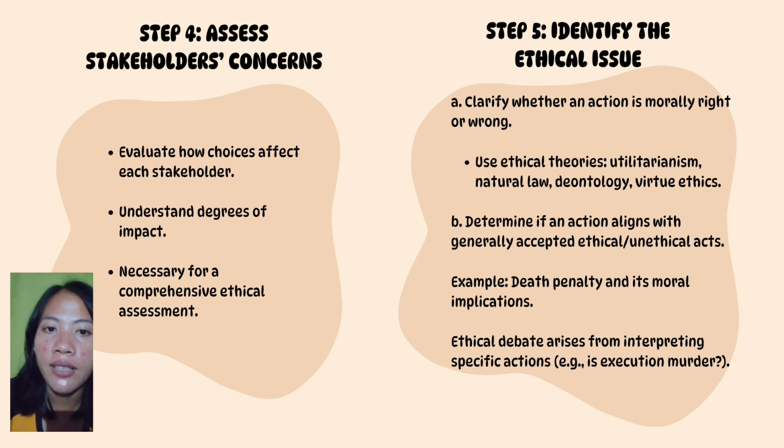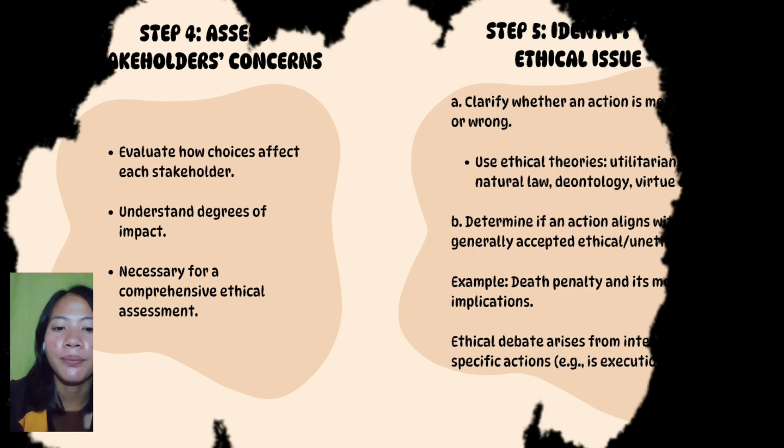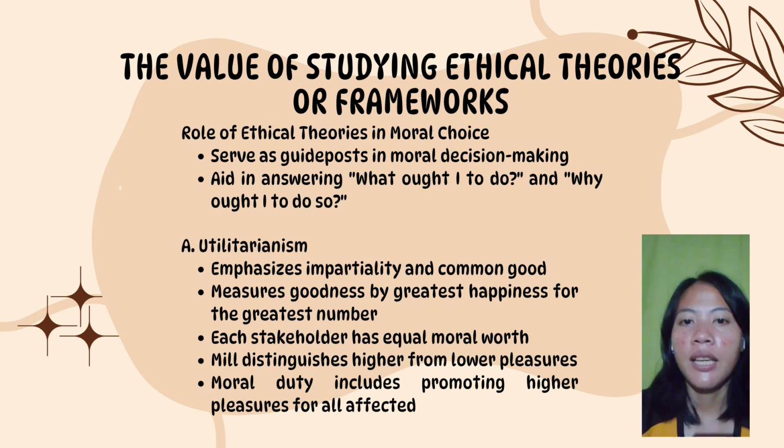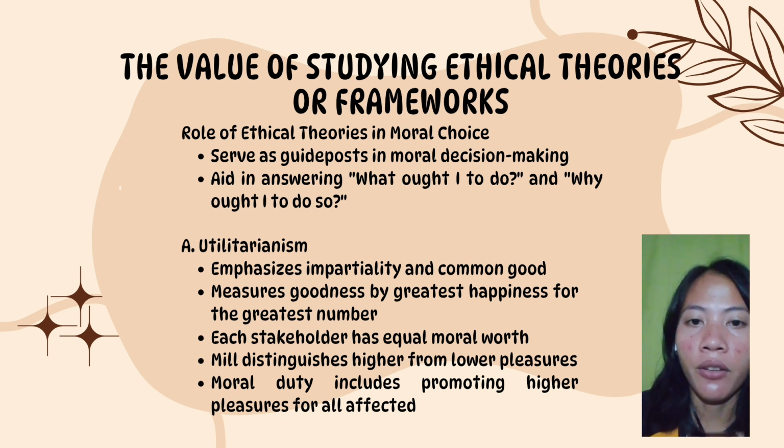The last step is to identify the ethical issue. Clarify whether an action is morally right or wrong. Use ethical theories: utilitarianism, natural law, deontology, or virtue ethics. The value of studying ethical theories or frameworks: the role of ethical theories in moral choice is to serve as guideposts in moral decision making. They aid in answering what ought I to do and why ought I to do so.